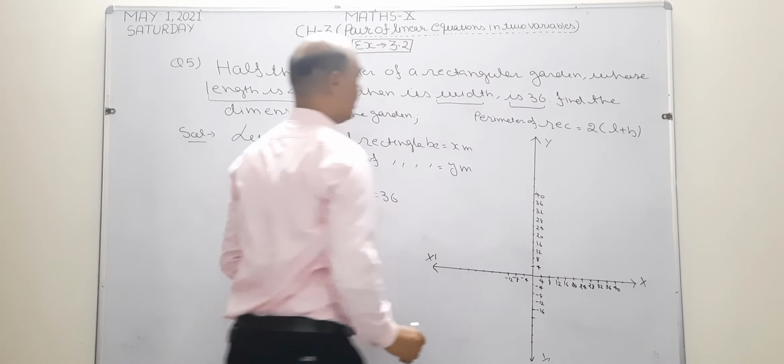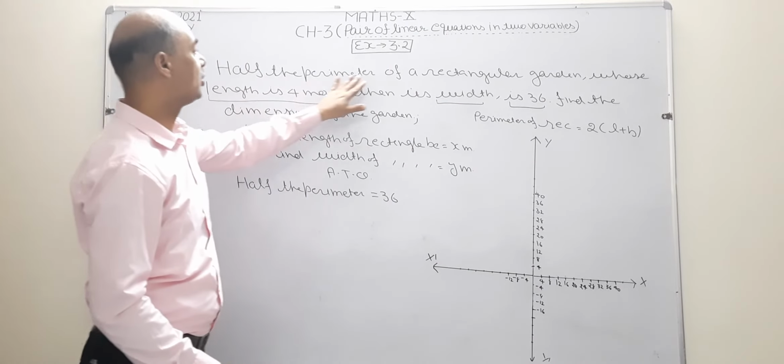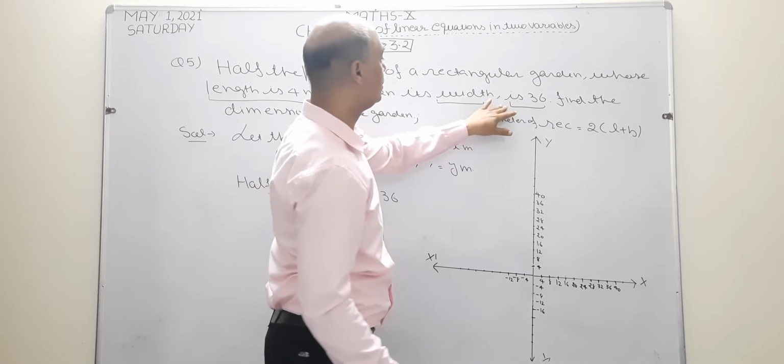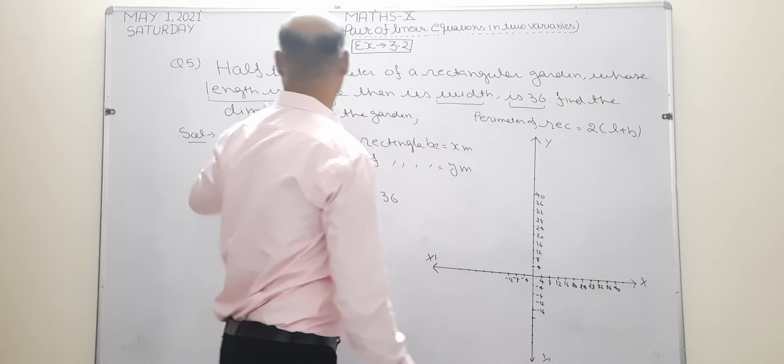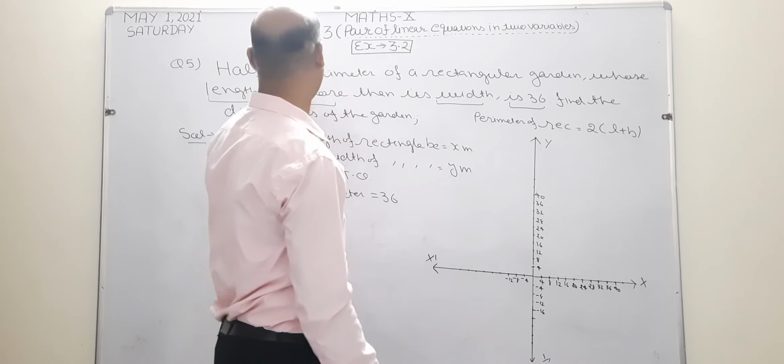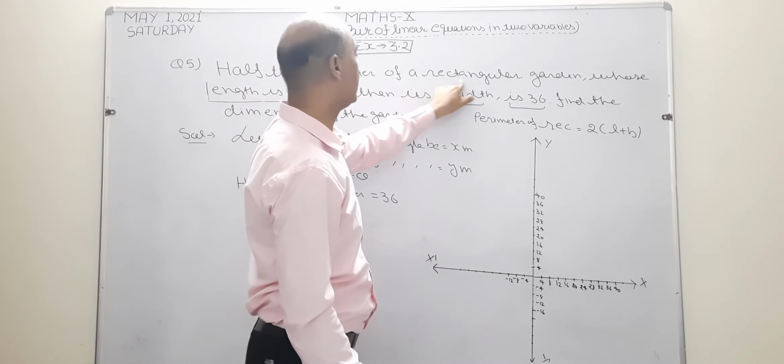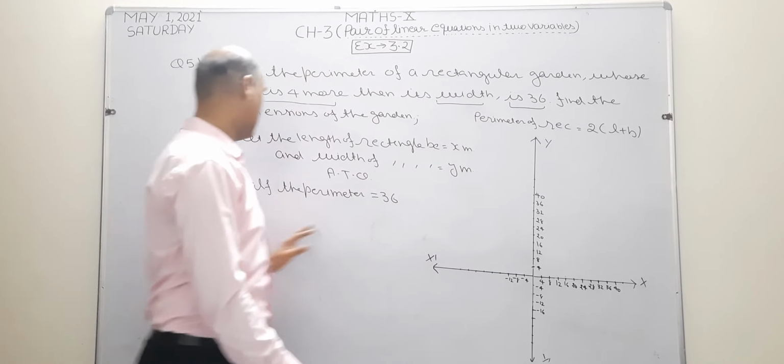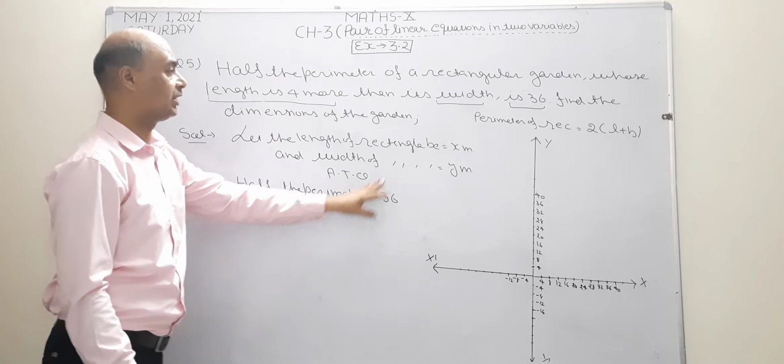Now, read the statement again. Half the perimeter of a rectangular garden is 36, whose length is 4 more than its width. It means half the perimeter of the rectangular garden is 36. It is given. I write here: half the perimeter of rectangular garden is 36.